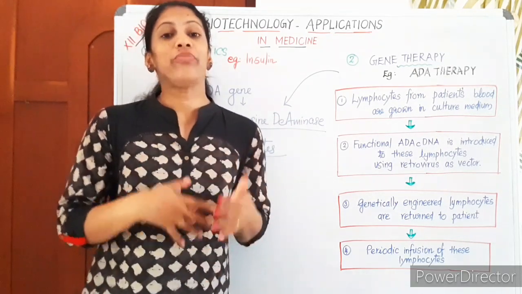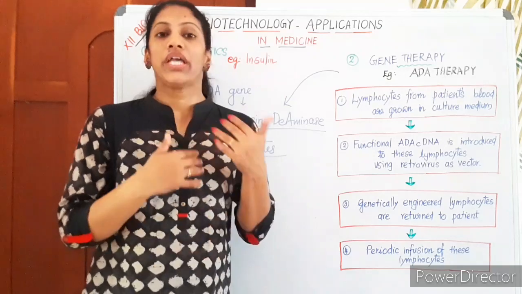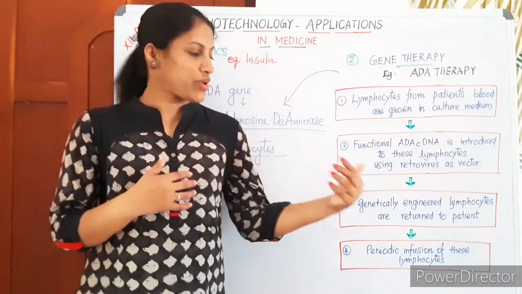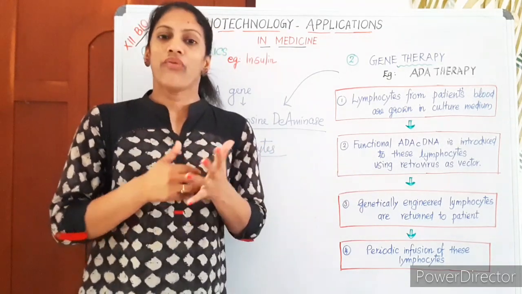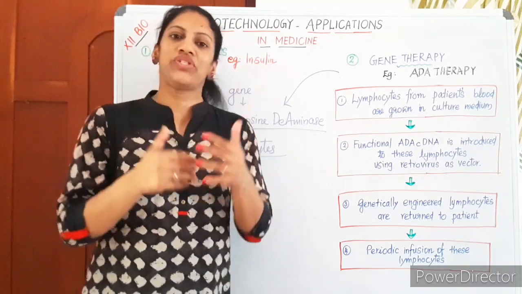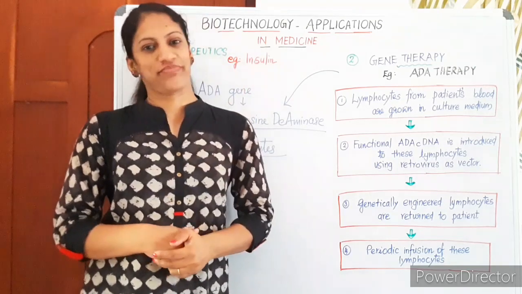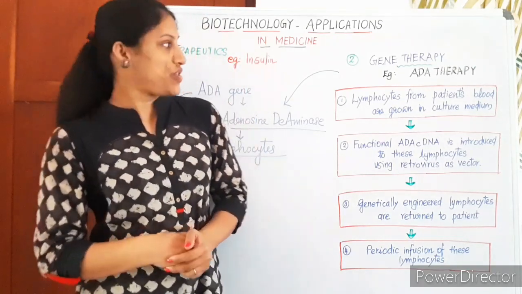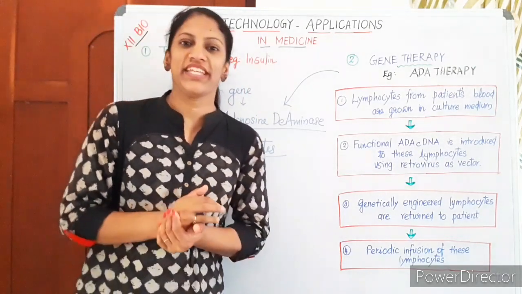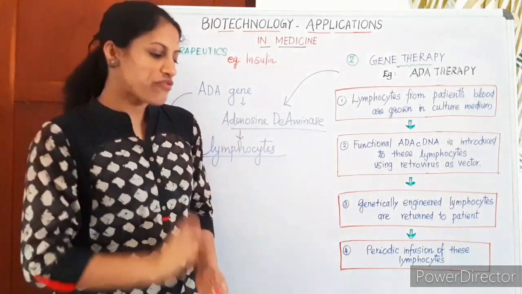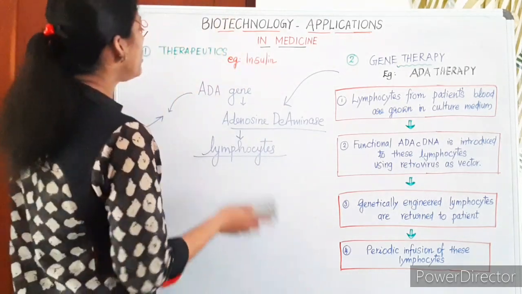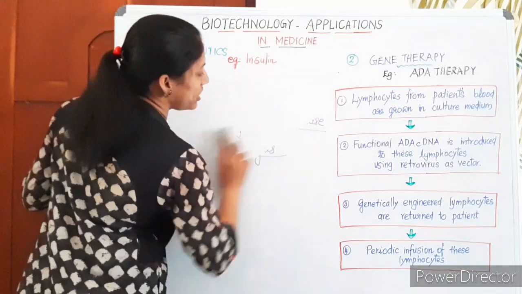So it could have been a permanent cure. In order to make this a permanent cure, to avoid the periodic infusion, what can be done is to do the gene therapy in the early embryonic stem cells. Okay, that's all about the gene therapy case, for example, ADA gene therapy. Okay, we have one more small topic left under application of biotechnology in medicine.